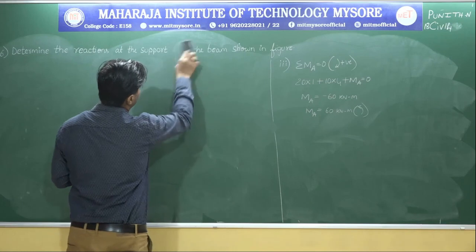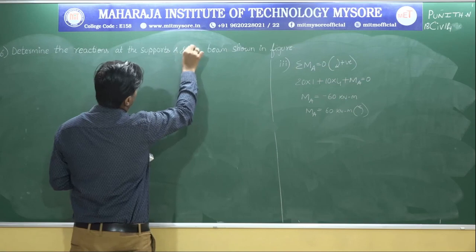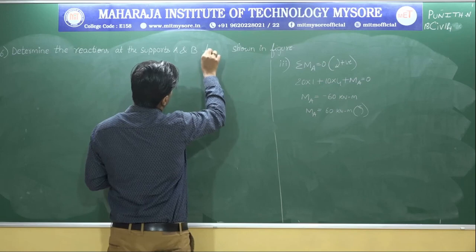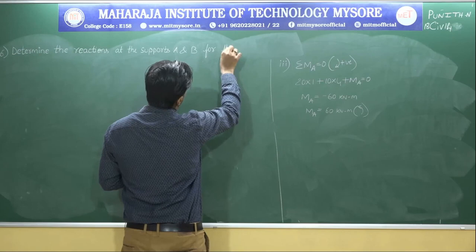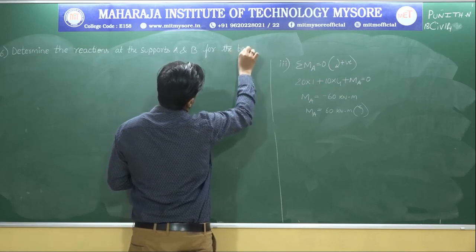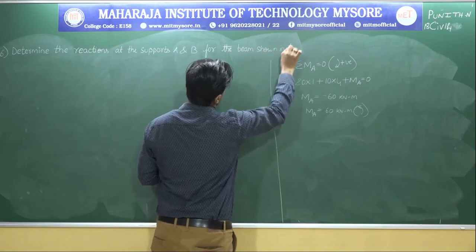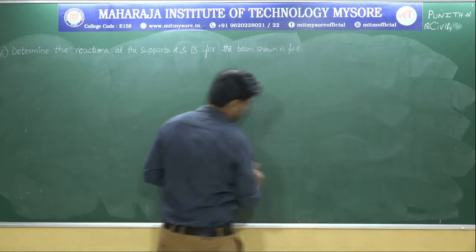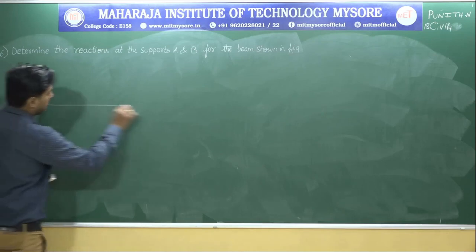Determine the reactions at the supports A and B for the beam shown in figure. Okay, so this is the question that they have asked. Let me write the diagram for that. The diagram that they have given us, let me go a little bit faster.